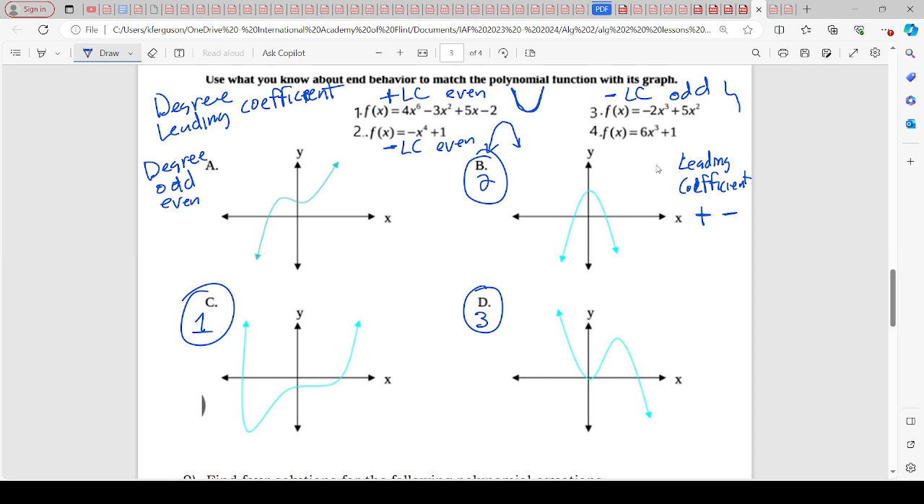Excuse me. And then finally, just process of elimination. We know what the last one is, but f of x equals 6x to the 3rd plus 1. So number 4. The leading coefficient is positive. It's positive 6. And then the degree is odd. So when we got a leading coefficient that's positive and a degree that's odd, it starts low and ends high, which is A. So 4 is A.